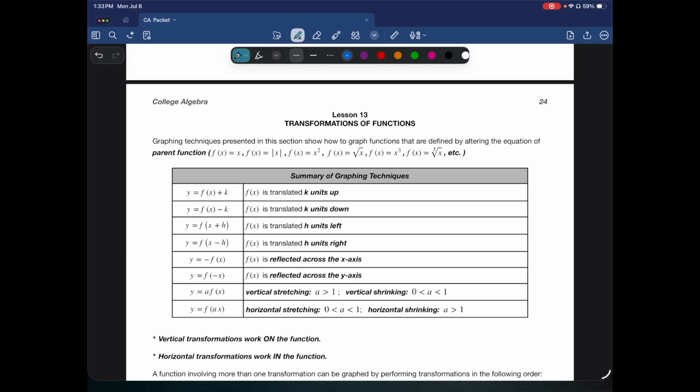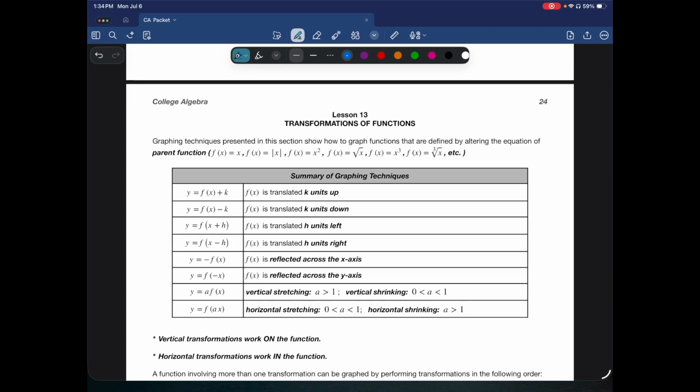In this lesson, we're going to talk about transformation of functions. This will be a short lesson. We're just going to go over the rules and talk about them. The graphing techniques presented in this section show how to graph functions that are defined by altering the equation of a parent function. The parent function could be f of x, f absolute value of x, x squared, square root of x, all these different functions.